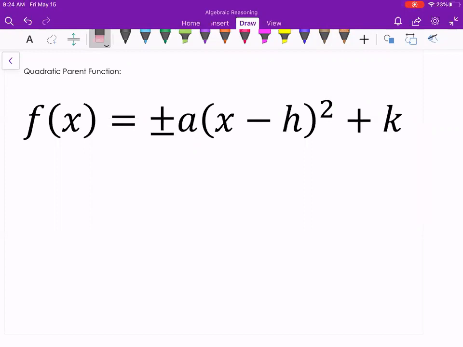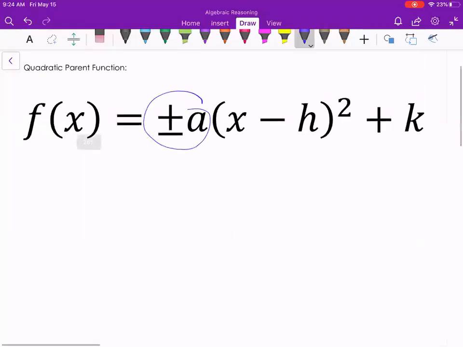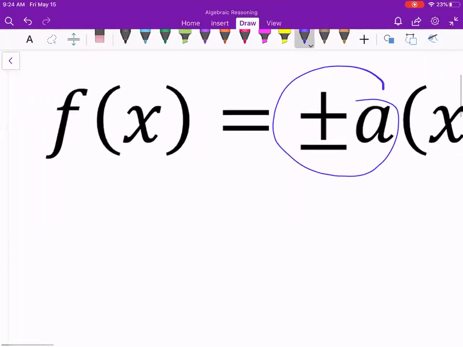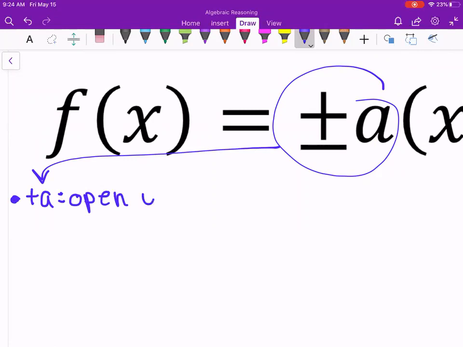So we're going to start with the A value. And again, these are just things to remember. So I'm going to zoom way in here on the A. All right, so first thing we talked about, when we have a positive A, if that A value is positive, then your quadratic parent function will open up. If that A value is negative, that's what makes the graph have the reflection, and it will open down.